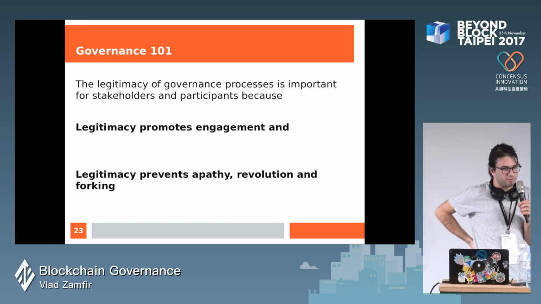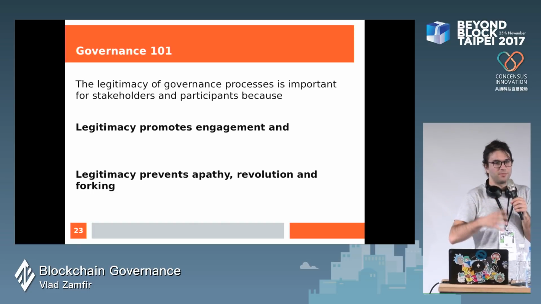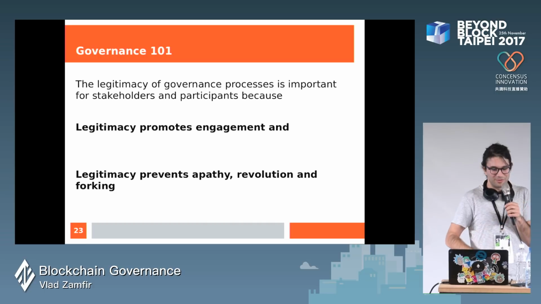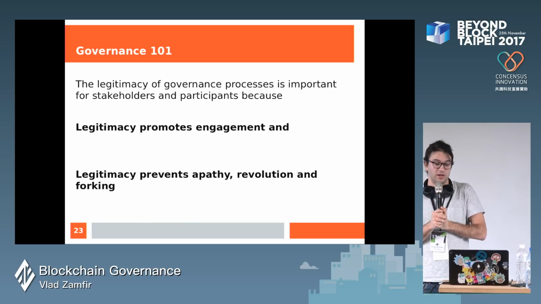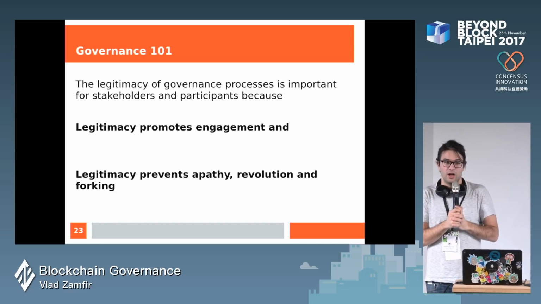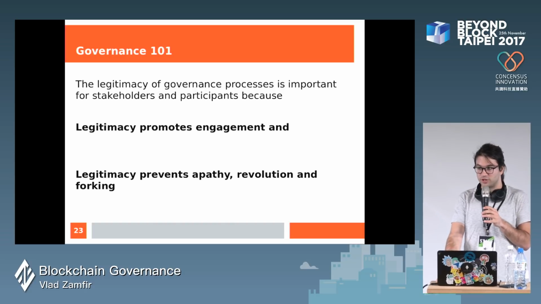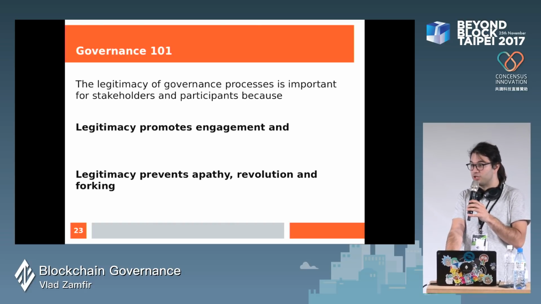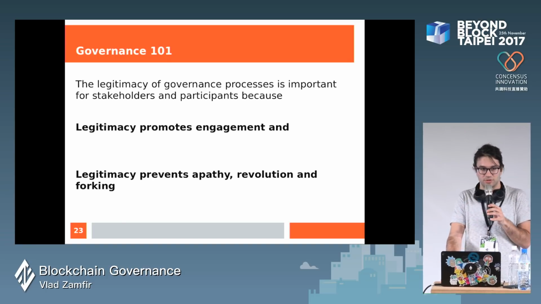If we look at a lot of use cases in governance, forking hasn't often been an option. And it's not really clean forking like it is in the blockchain, where we have a perfect copy of the thing that we were governing before. So legitimacy is incredibly important for blockchain governance, or for any kind of governance process, right? Because it promotes engagement and prevents apathy, revolution, and forking. It's a really high aim for a governance process to be legitimate, which is to say, for stakeholders to believe in common knowledge that the governance process represents their interests.